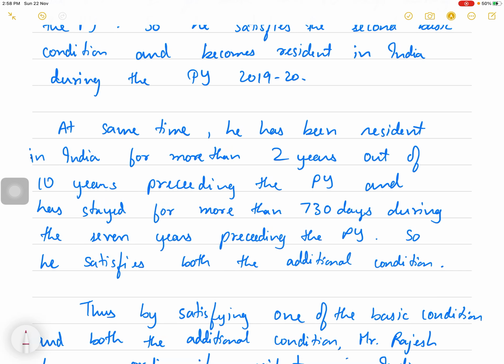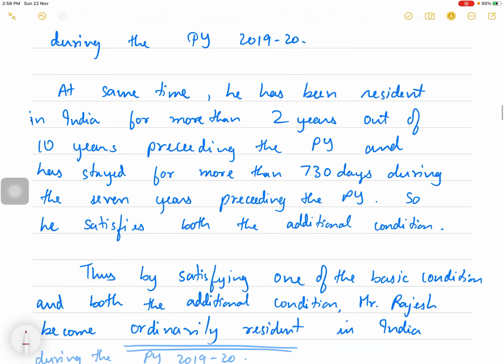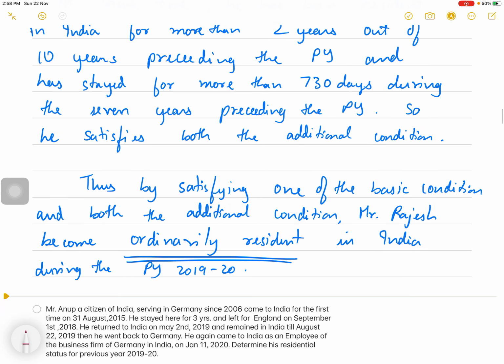At the same time, he has been resident in India for more than 2 years out of 10 years preceding the previous year and has stayed for more than 730 days during the 7 years preceding the previous year. So he satisfies both the additional conditions. Thus, by satisfying one of the basic conditions and both the additional conditions, Mr. Rajesh becomes ordinarily resident in India during the previous year 1920.